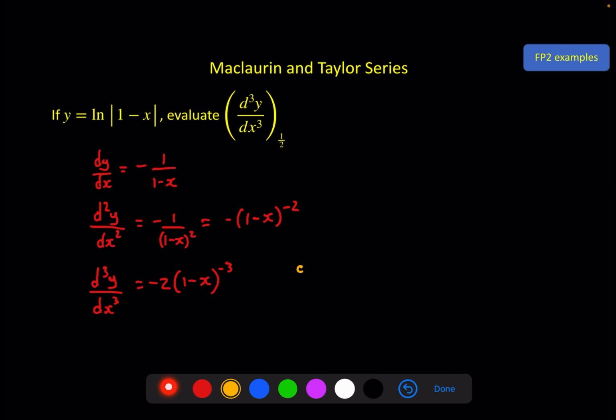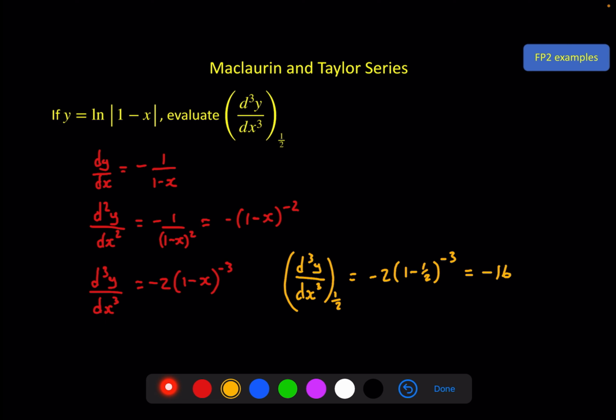To do that, we just go ahead and put it in. Minus 2, (1 minus a half) to the power of minus 3, and that's a half to the power minus 3, which gives us 8. So the final answer there is minus 16.